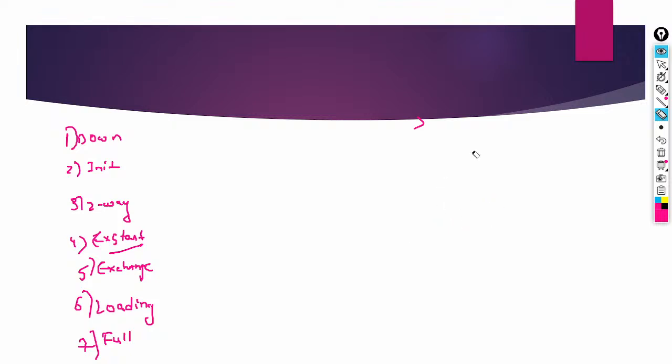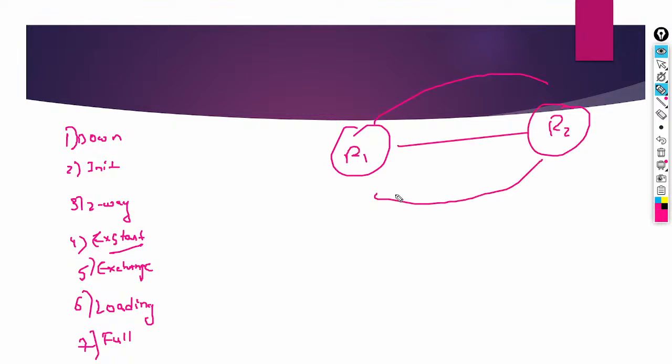Let me just tell you what is happening in the ExStart. Now once the neighborship is created, R1 and R2 both will exchange empty DBD packets. Why? You must be wondering, I haven't told you about the empty DBD in the packet types. So what is this empty DBD?